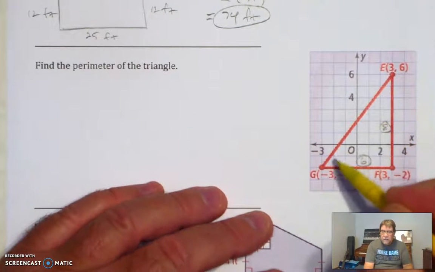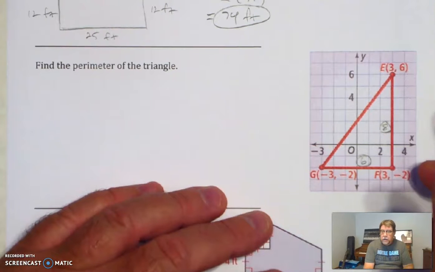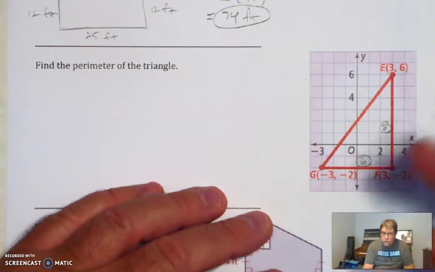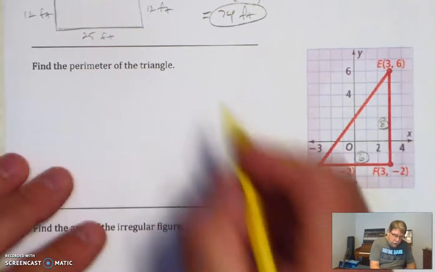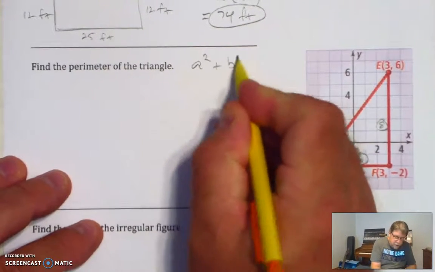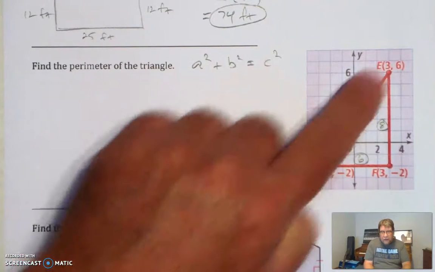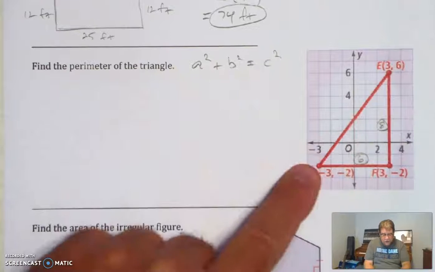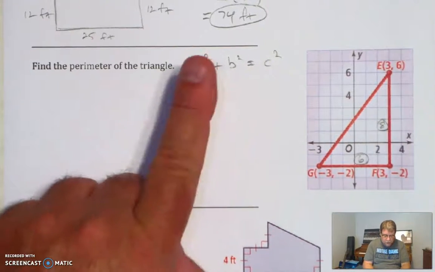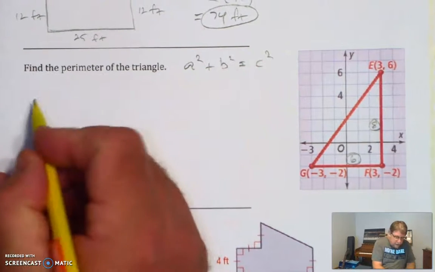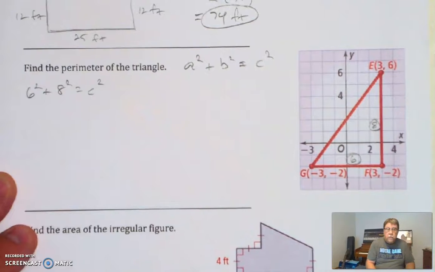This is slanted, so I can't just count it because these distances aren't uniform. So we're going to either need to use the distance formula, which I don't really like, but I like to use the Pythagorean theorem. We all know the Pythagorean theorem is a squared plus b squared equals c squared. And c, the hypotenuse, that would be this distance. That's going to represent our c, and these will represent our a and our b. It doesn't matter which one. So I'm simply going to plug 6 in for a, 8 in for b. I get 6 squared plus 8 squared equals c squared.